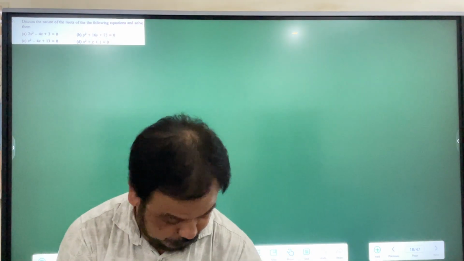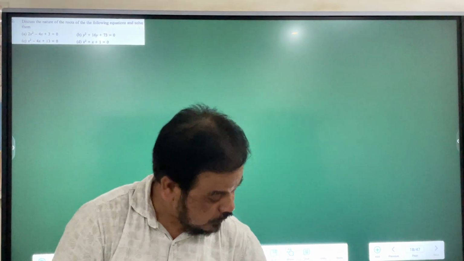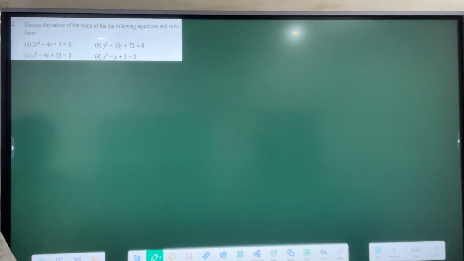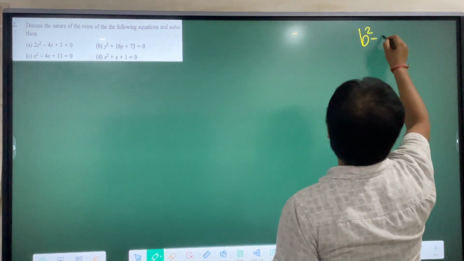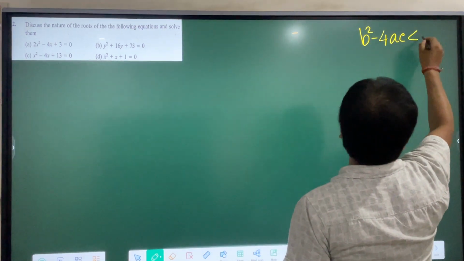Number 2 now. Discuss the nature of the roots of the following equations and solve them. So for nature, b square minus 4ac, that I have already told.